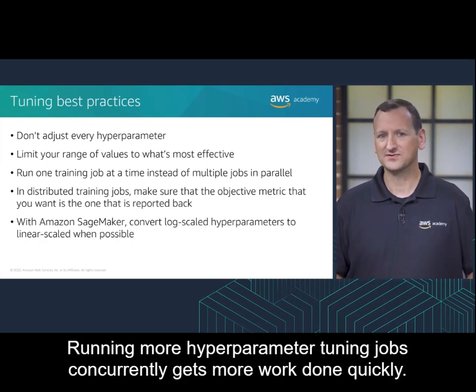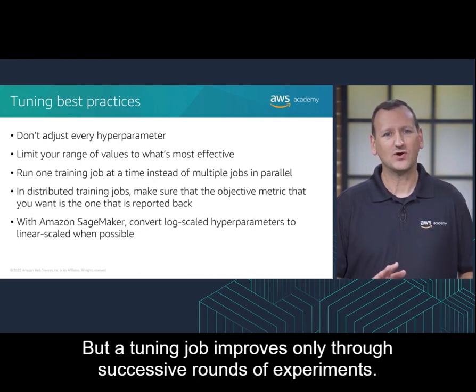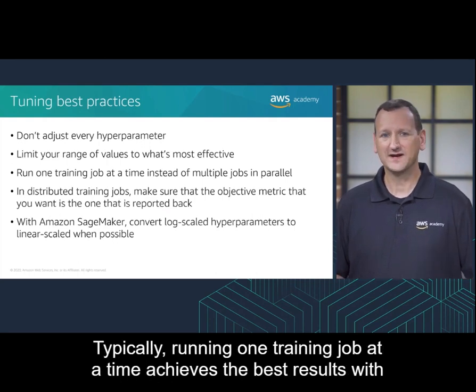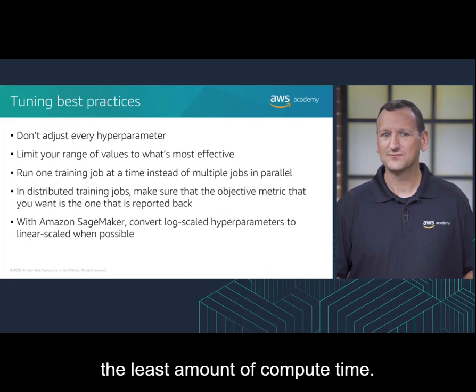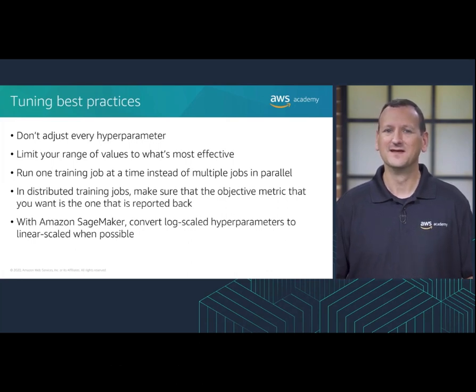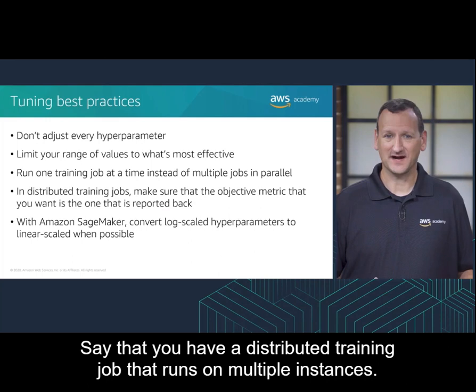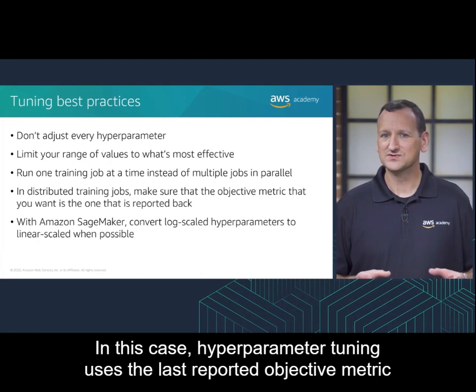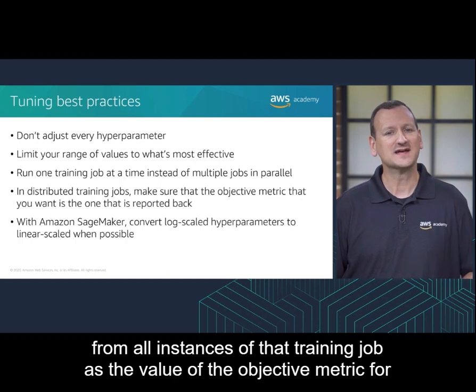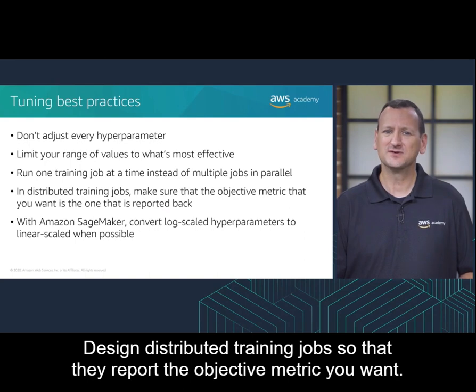Running more hyperparameter tuning jobs concurrently gets more work done quickly, but a tuning job improves only through successive rounds of experiments. Typically, running one training job at a time achieves the best results with the least amount of compute time. Say that you have a distributed training job that runs on multiple instances. In this case, hyperparameter tuning uses the last reported objective metric from all instances of that training job as the value of the objective metric for that training job. Design distributed training jobs so that they report the objective metric you want.